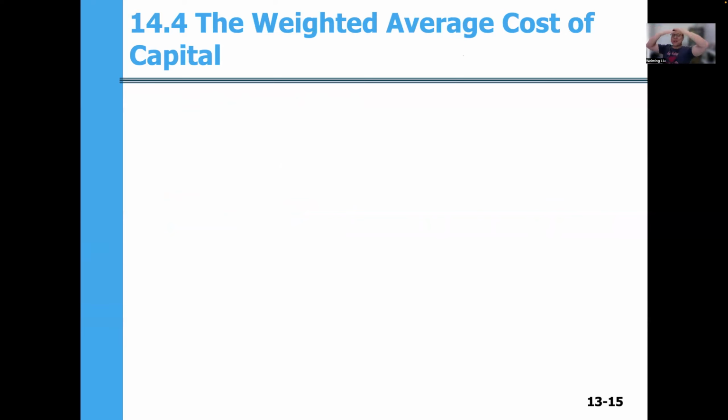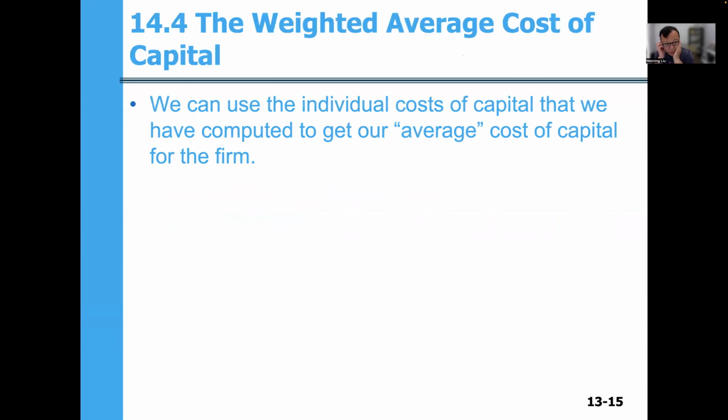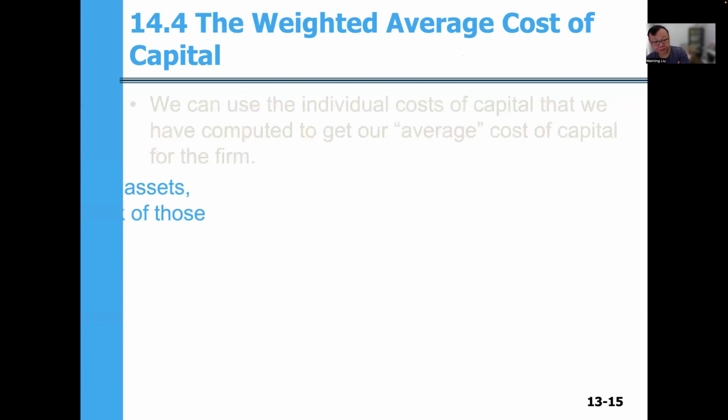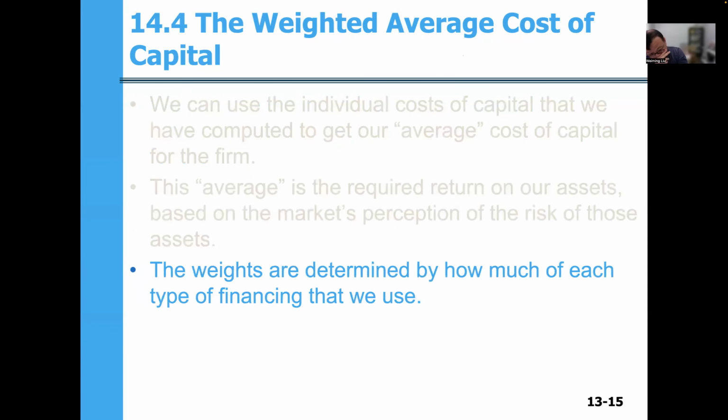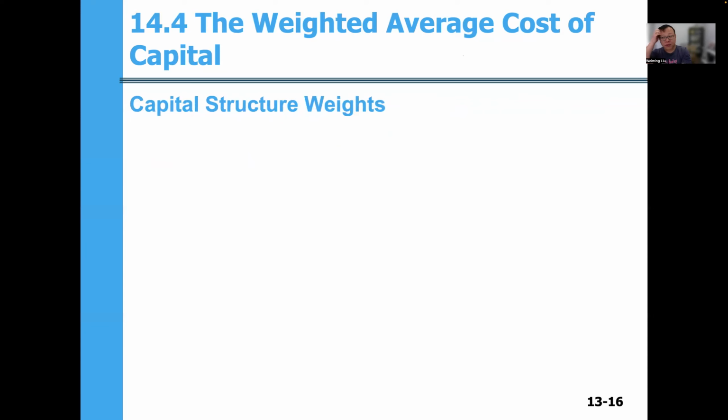Now let's introduce the concept of the weighted average cost of capital. We can use the individual costs of capital we have computed to get our average cost of capital for the firm. The average is the required return on our assets based on the market's perception of the risk of those assets. The weights are determined by how much of each type of financing we use. Capital structure weights.